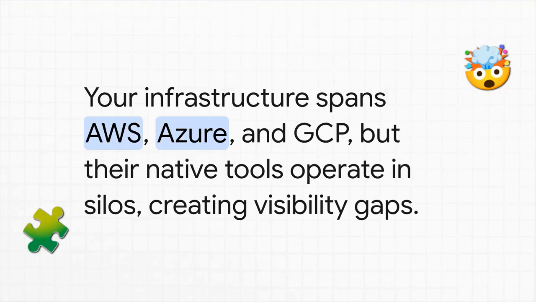Your reality probably looks a lot like this. You've got resources in AWS, some in Azure, and more over in GCP. Now, each one is an absolute powerhouse on its own, but their native network tools, their logging systems, it's like they all speak a different language. They operate in their own little silos, which makes getting a single, cohesive view of your network traffic pretty much impossible right out of the box.